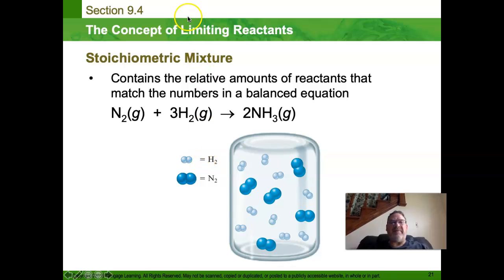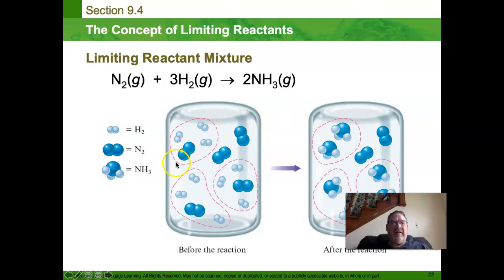We can take this a step further. The idea of a limiting reactant is that in every chemical reaction, one of the reactants gets totally consumed. So here's this reaction between nitrogen and hydrogen to produce ammonia. Here's the reaction, here's the combination, but look what happens after the reaction's done.